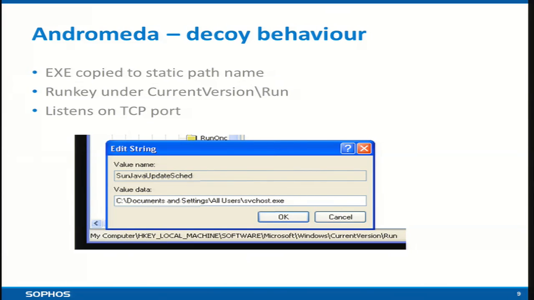So Andromeda's decoy behavior is to copy the executable to a fixed path on the file system. It's changed slightly with revisions, so this example is svchost.exe, but I think current examples are using explorer.exe, and it creates a run key entry under current version run, again using a fixed value name for the entry. And it then listens on a high-numbered TCP port and just waits for incoming connections.